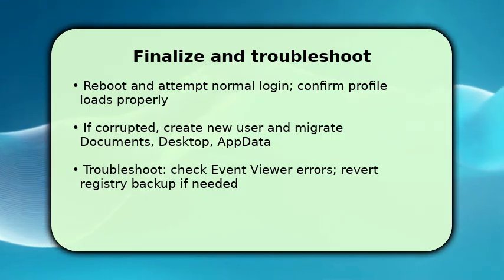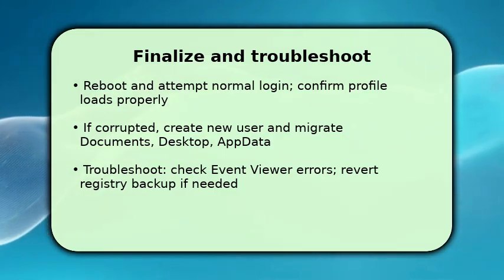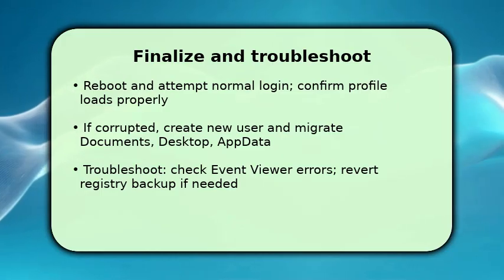If problems persist, open Event Viewer for User Profile Service errors and revert to your registry backup before retrying changes. If you see permission errors, reset ACLs with icacls and then test logging in again.